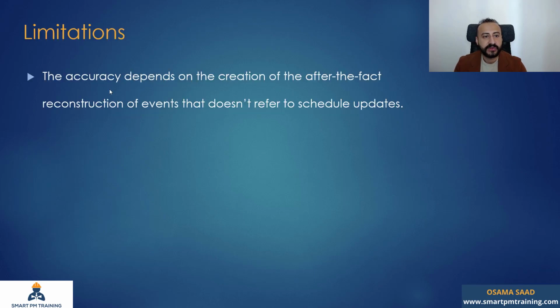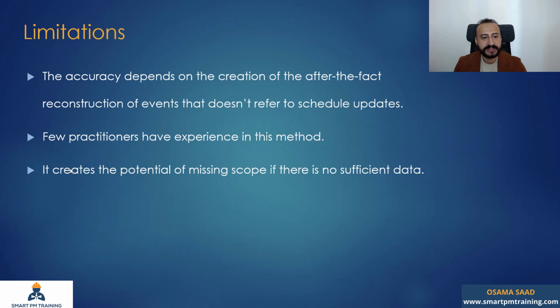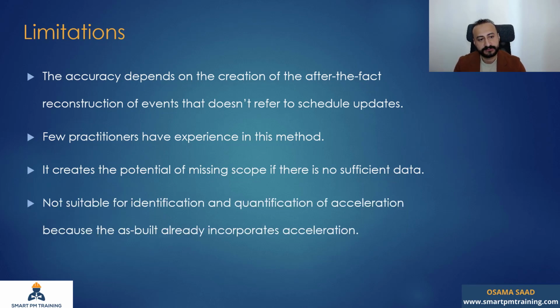Limitations: the accuracy depends on the creation of an after-the-fact reconstruction of events that doesn't refer to schedule updates. So everything is hypothetical. It's based on your own perception. Few practitioners have experience in this method. It creates the potential of missing scope if there is no sufficient data. That's one limitation, because if you want to create a new schedule, you had better have strong, sufficient records to correlate when you create the new schedule.